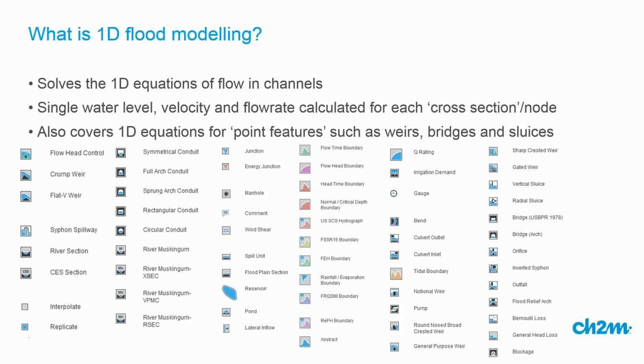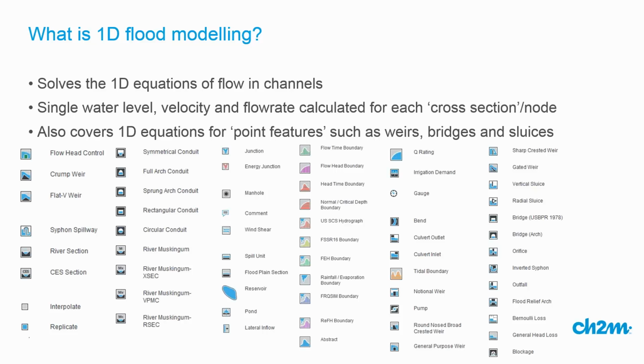Now, as I said, there are two main types of mathematical flood modelling happening at the moment, and that's 1D or 2D modelling. So let's start with 1D modelling. One-dimensional modelling solves what's called the one-dimensional equations of flow in the channel. These are a pair of equations that talk about conservation of mass and conservation of momentum.